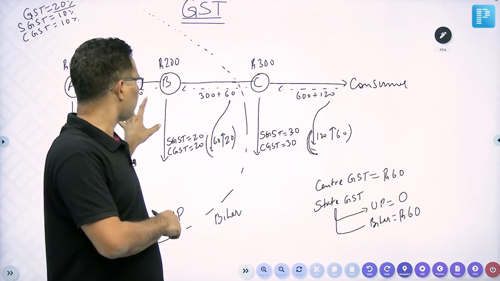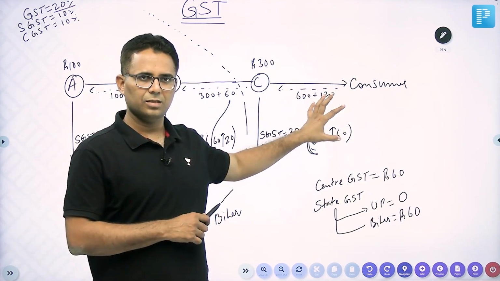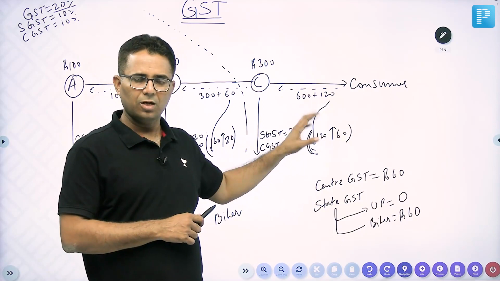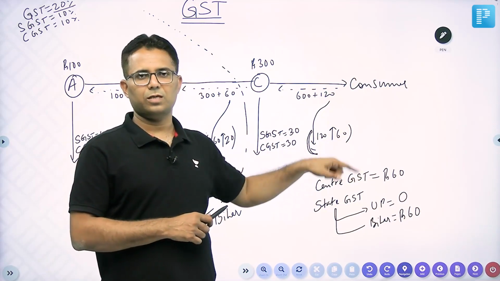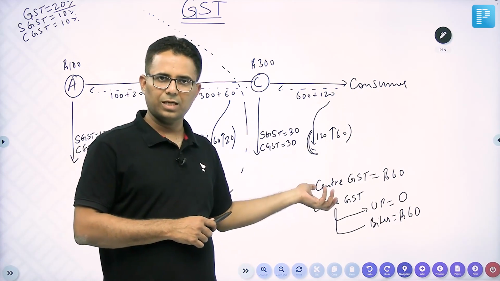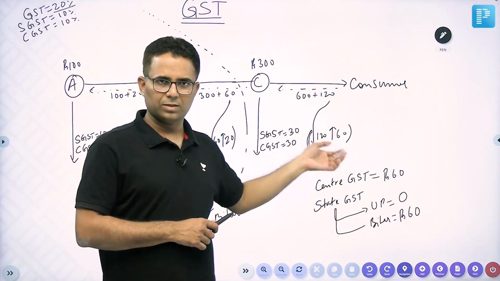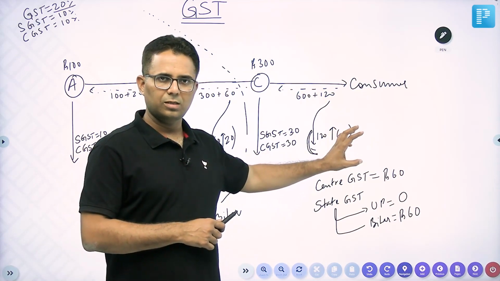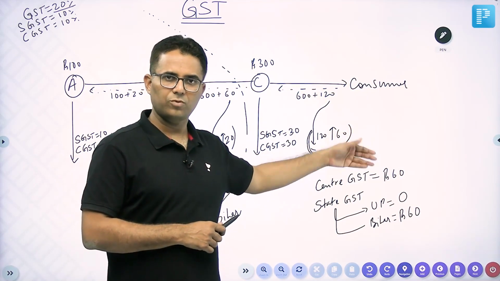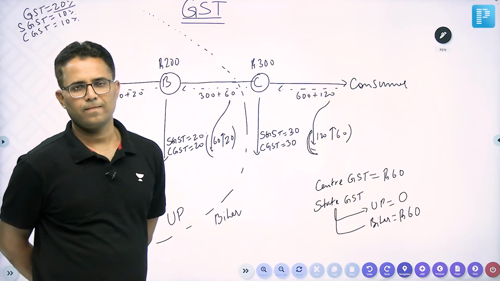If there is one source state and a destination state, all the tax is collected by the destination state, that means Bihar. It's a destination based tax, a consumption based tax: produced here, consumed here. So it is being collected by the government where the consumer lies.